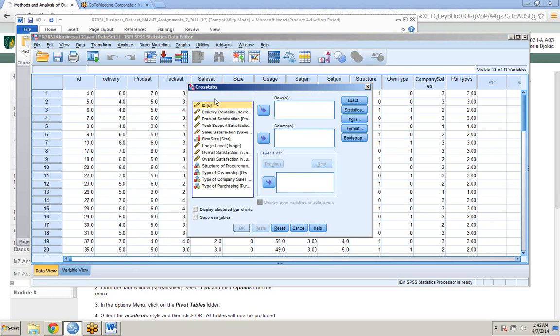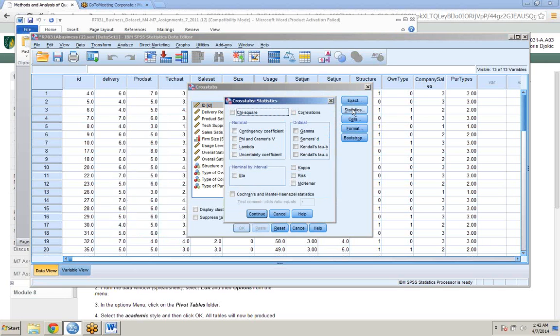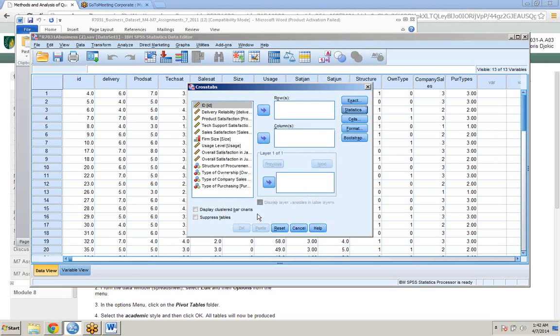We click here, and then we need to make sure that we use chi-square. We click on statistics, and we use chi-square, and we don't forget to check off phi because that's going to give us some results, or actually correlation, kind of, sort of. And we need to put what goes in the rows. Type of purchasing goes in rows, and it's going to be organized by the columns, and the columns is going to be structure of procurement. Structure of procurement is going to go into the columns.